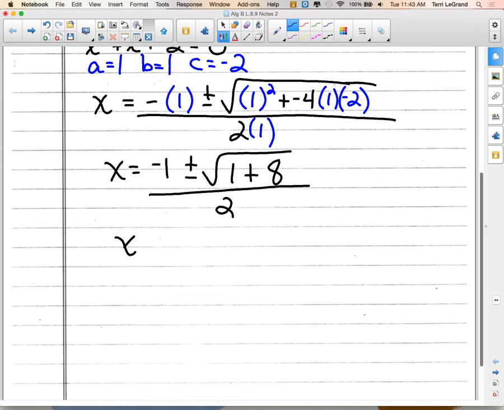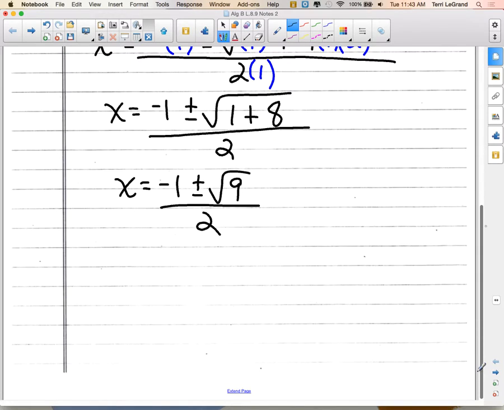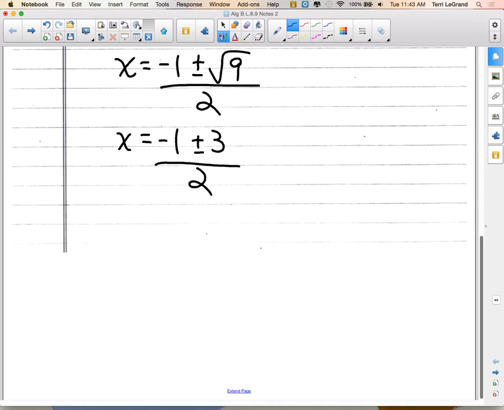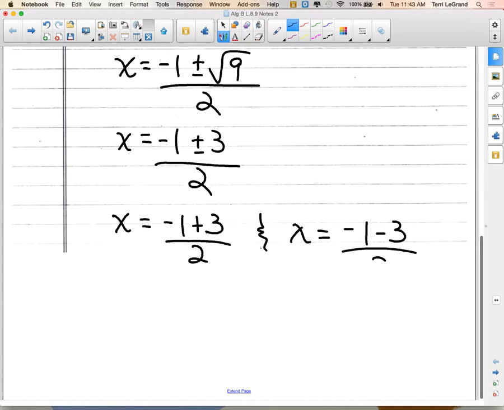So what's our discriminant? 9. The number underneath the radical sign is our discriminant. That discriminant tells us how many solutions there should be? 2. Why is it 2? Because it's a positive discriminant, so we should end up with 2 solutions for this. So we have x equals negative 1 plus or minus what? 3. The square root of 9 is 3. That plus or minus in front of it takes care of the positive 3 and the negative 3. So we really have x equals negative 1 plus 3 over 2, and we have x equals negative 1 minus 3 over 2.